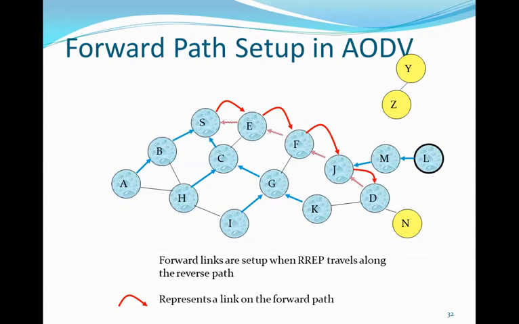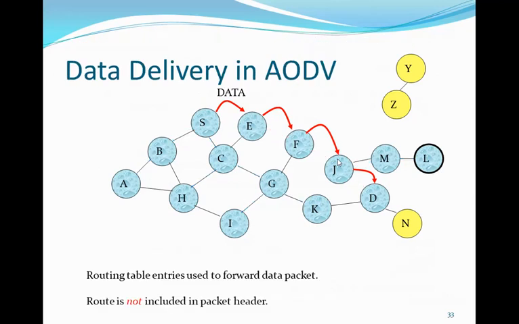Here you can see in this diagram the forward path that is used by the AODV protocol for data delivery. The forward links are set up when the route reply travels along the reverse path. Once the route reply is received, then onward the same path will be used by the sender to deliver its data. Therefore, in this diagram, you can see that node S has sent its data to E, forwarded to F, to J, and J forwarded to node D. And therefore, the D node received data from source S.